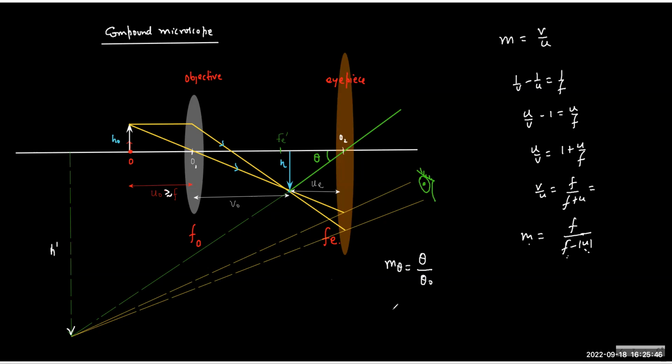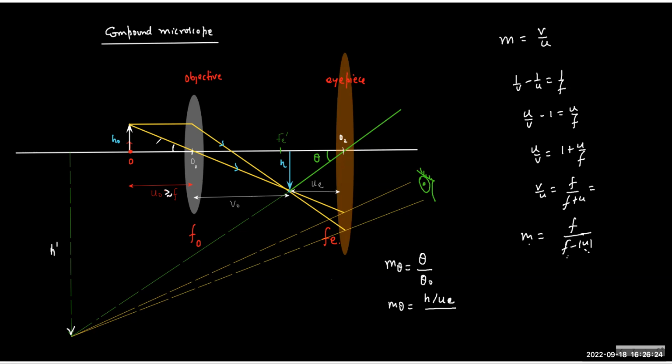So how to write theta, by the way? If you look at the triangle, you can see theta we can write as h by u e, right? And what is theta naught? D by what? So it is h naught by d. Yeah, that is h naught by d. Correct.